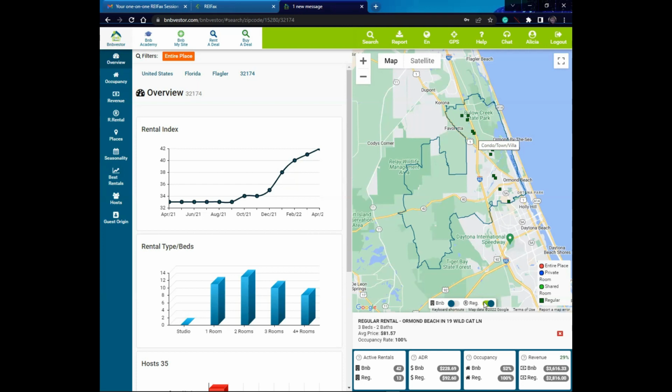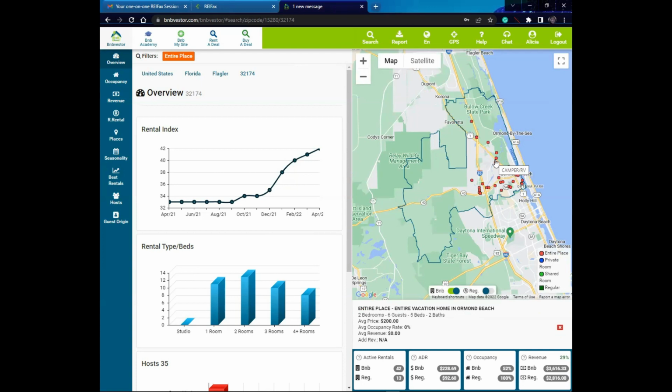Let's turn off the regular rentals and turn on the BnB rentals. That would be the red ones, and click on one of them. So now we have an entire place, that is the whole property. Remember that for Airbnb, you don't actually have to rent the whole house.